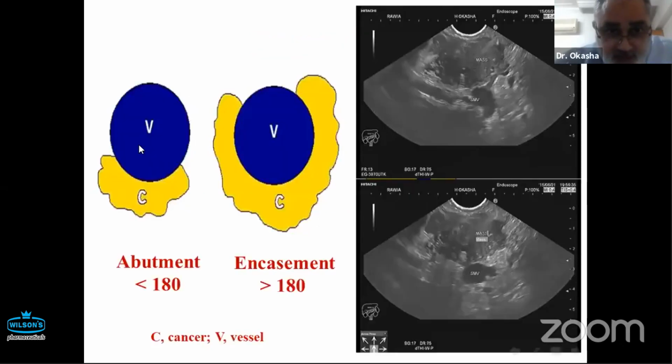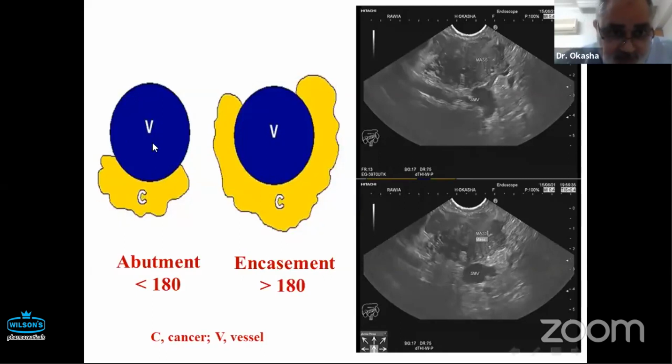What is the difference between encasement and abutment? Abutment is involvement of less than 180 degrees of the circumference of the vessel, less than half of the circumference, while encasement is involvement of more than half of the circumference, or more than 180 degrees of its circumference.